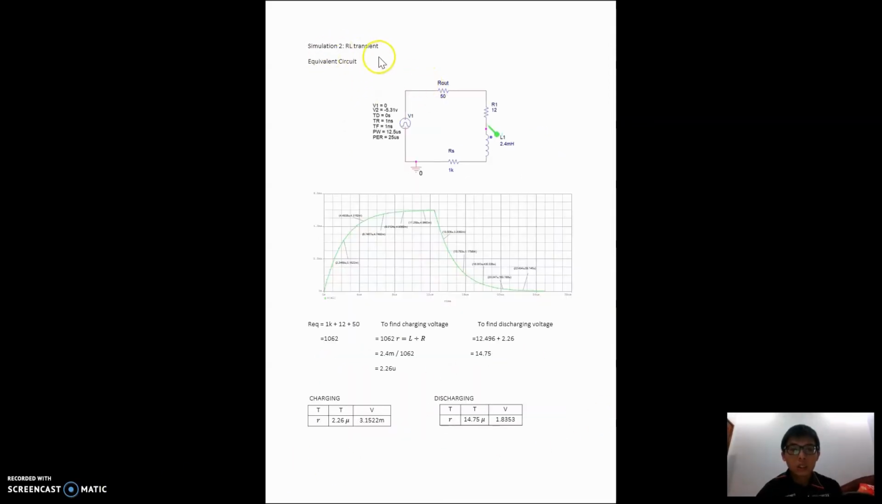The next circuit is the RL transient circuit. This will be the equivalent circuit, which has R, L, and an AC voltage source. This circuit is the same as the RC circuit; we just change the capacitor to an inductor. For the graph, we will have a charging and also a discharging part for the current across the inductor. So we are also finding the inductor value for each tau.